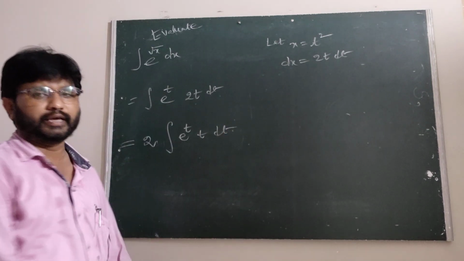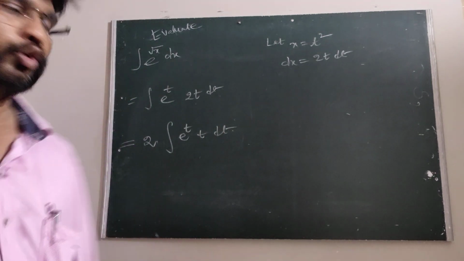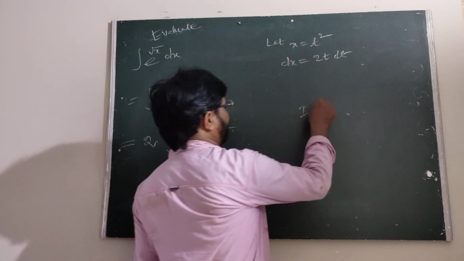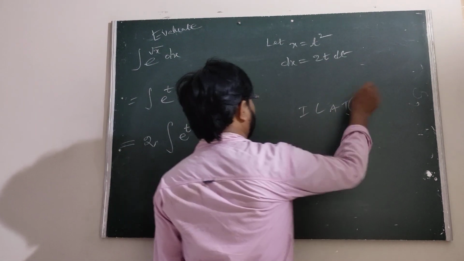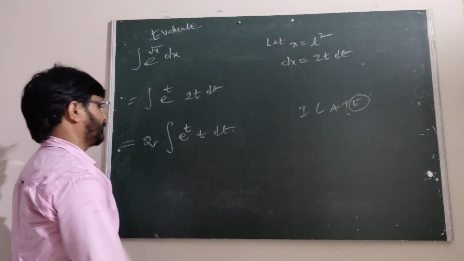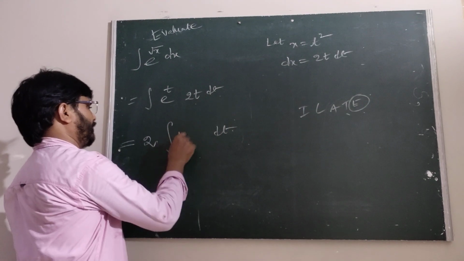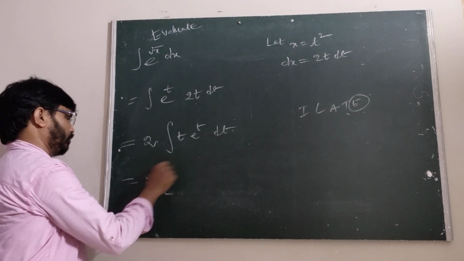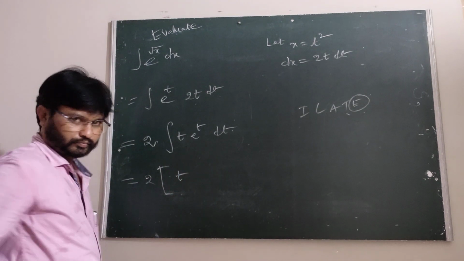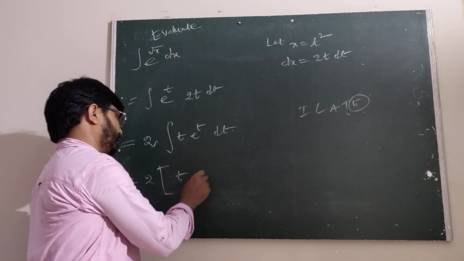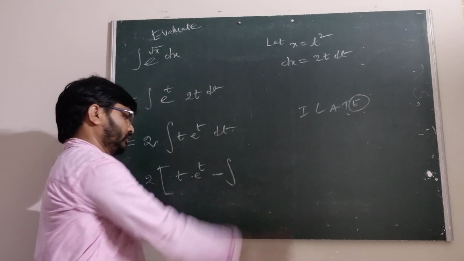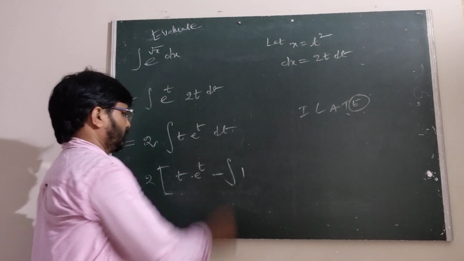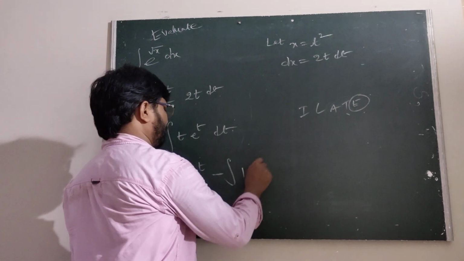Now we can apply the UV rule, I L A T E. Here e is the exponential function. We can write first t into e power t. Now this can be written as 2 into first into integral of the second, e power t, minus the derivative of the first, which is 1, into the integral of e power t, which is e power t dt.